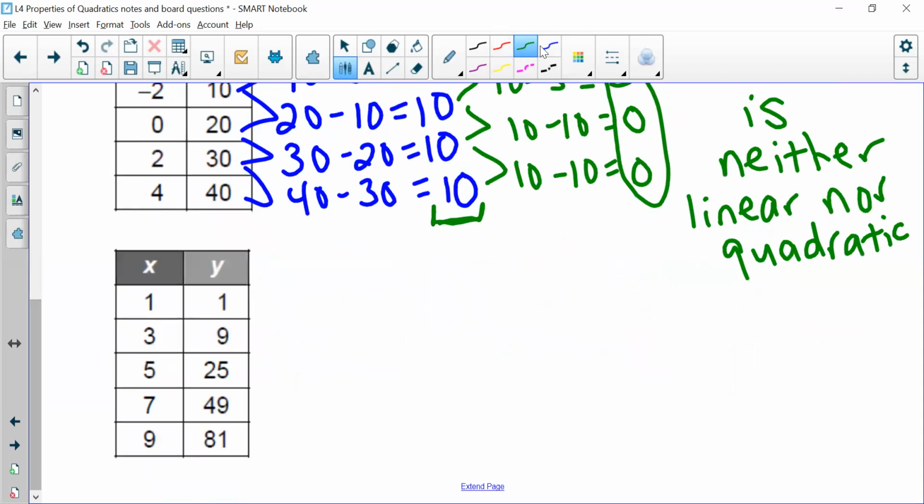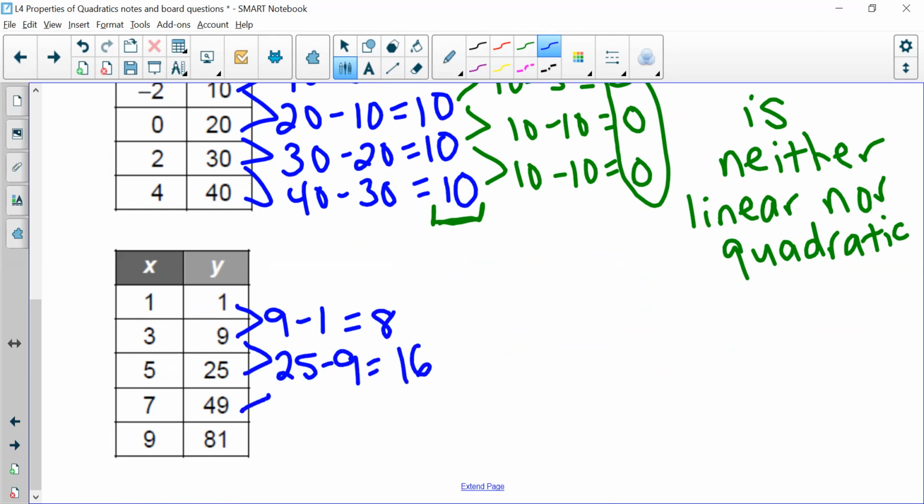Let's try this table of values here. I'll do the quick math for you. So 9 minus 1 is 8. Now I gotta do this. 25 minus 9 is 16. 49, why did I say I'd do this for you guys? 49 minus 25 is 24.